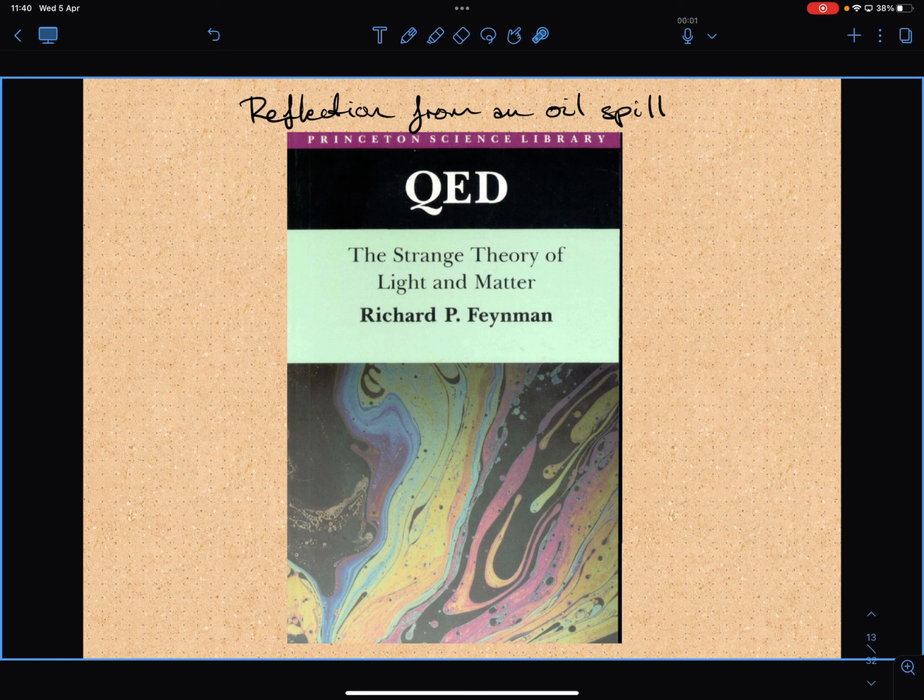Yeah. So can we not explain why the oil spill makes those colors without quantum mechanics? No. I mean, one potential explanation would be these waves that come in and out of phase. And that might lead to something like this, but it would lead to a different diagram, a different pattern. In particular, the strength of the reflection is not predicted by the classical wave theory.